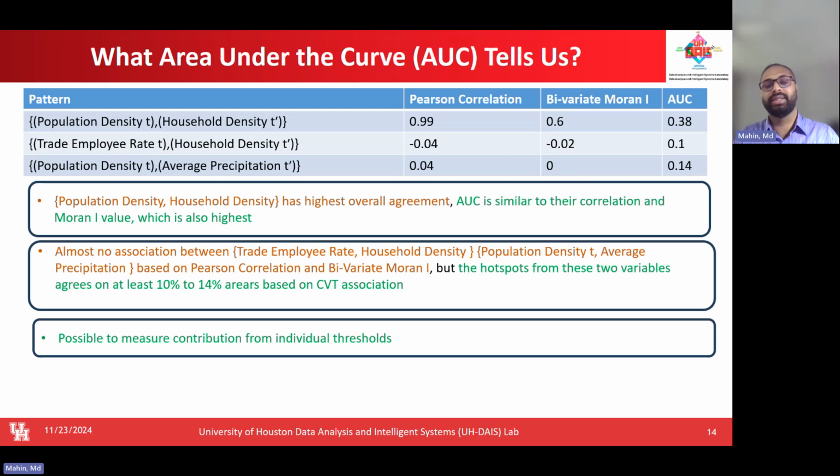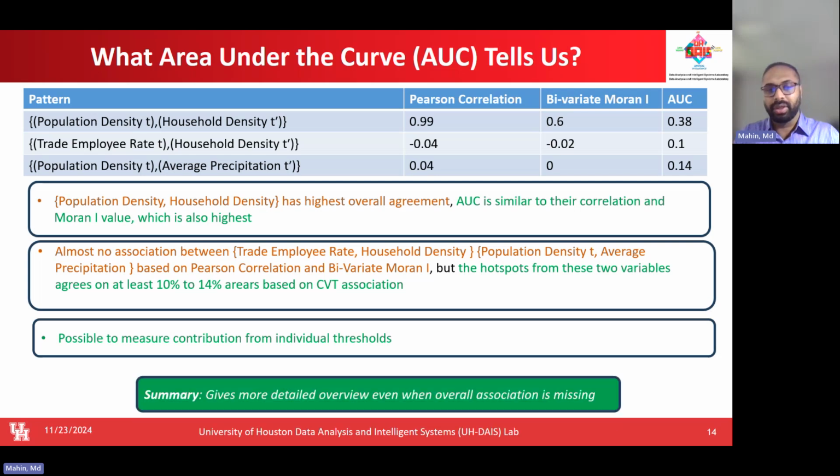So we can select these thresholds and see where they agree. For example, there might be some values that agree over 50% of the area, some values that agree over 40% of the area, but for Pearson correlation and bivariate Moran's I, it's not possible to see how a subset of the values agrees. So our measure actually gives a more detailed overview of what the overall association is, which traditional measures are missing.